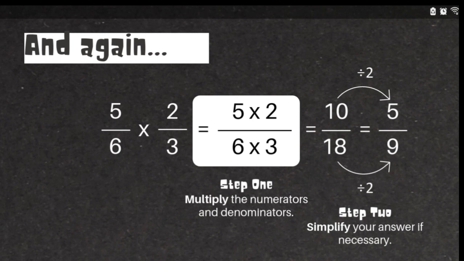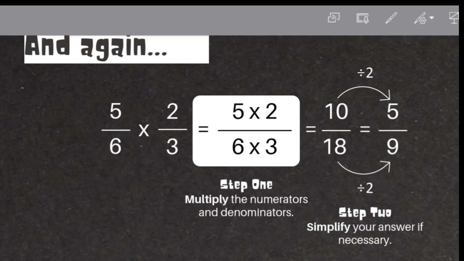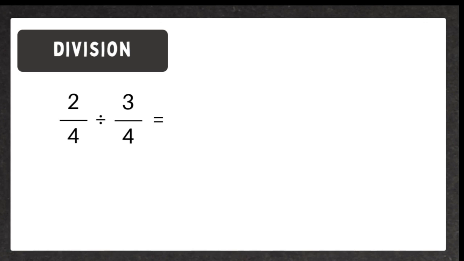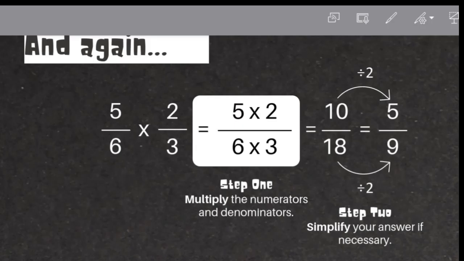So here, as you can see, 5 times 2 is 10, 6 times 3 is 18, and if you simplify it, our answer will be 5 over 9. So that is all for multiplication. If you didn't understand it, you can just go back a few minutes in this video and practice, since practice makes perfect, I guess, and you just need to learn from your mistakes, right?